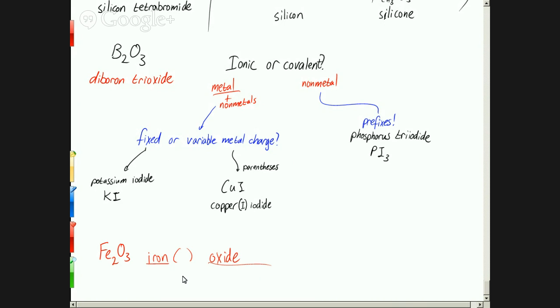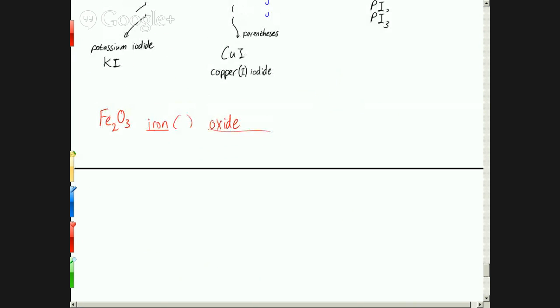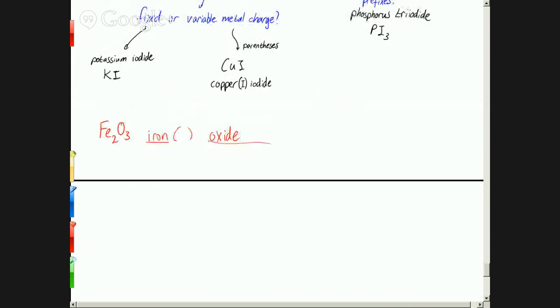You've got to calculate it out. So we've got 3 oxygen atoms and 2 iron. Each oxygen we know is going to be -2. So what does each iron have to be? +3 to balance it out. And then what do we put in the parentheses? 3. Each iron is +3, so we put a 3 there. So it's iron(III) oxide.